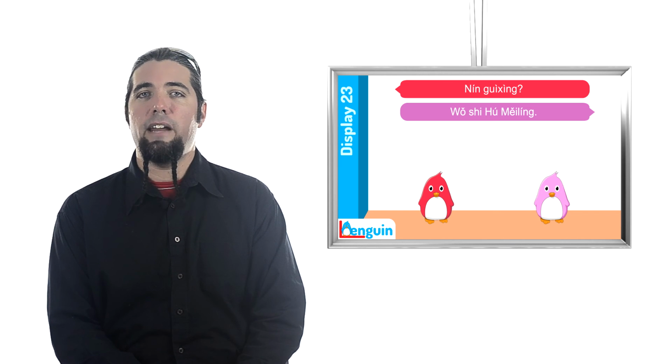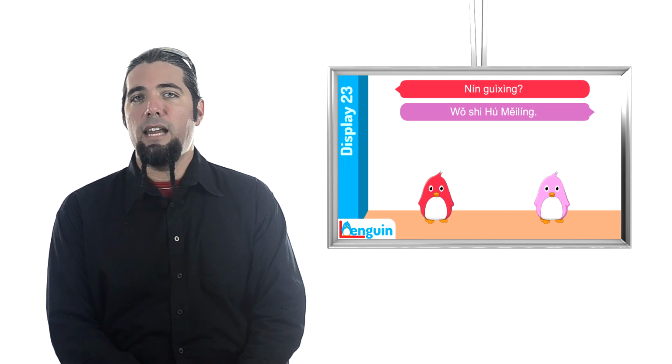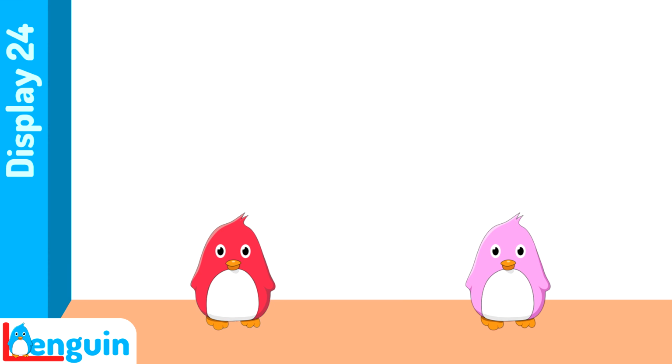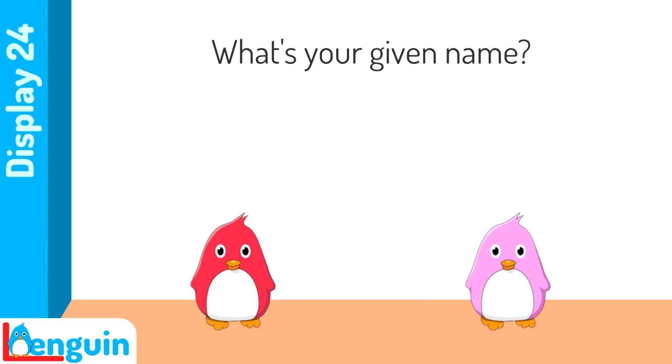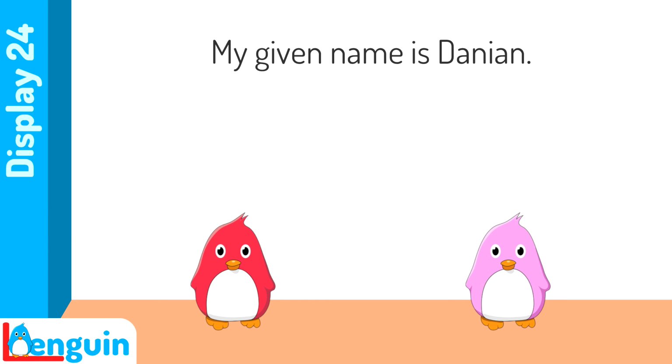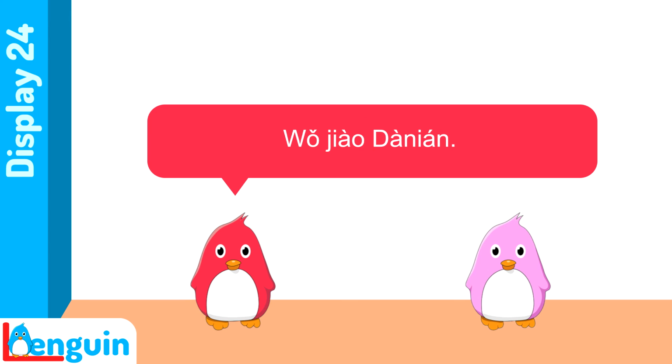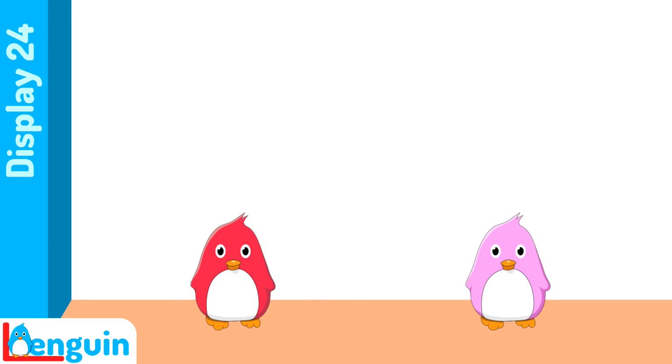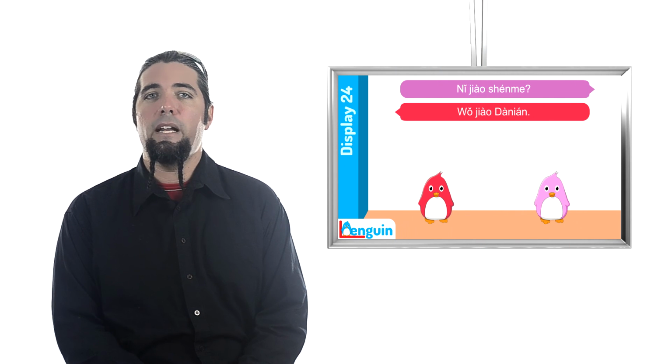After you've said your surname, you might be asked for your given name alone. Listen to the following exchange. What's your given name? 你叫什么？ My given name is Dànián. 我叫大年。 The verb 叫 means to be called.